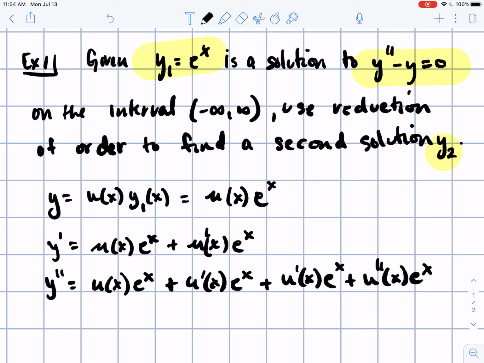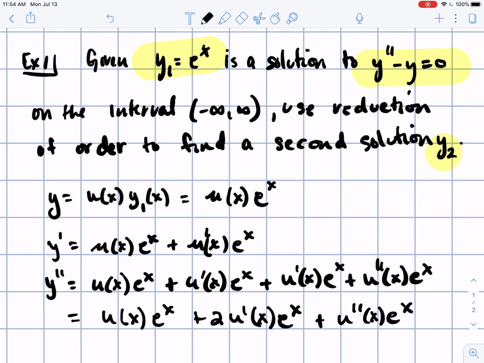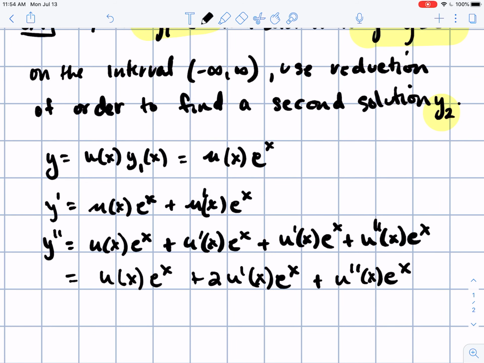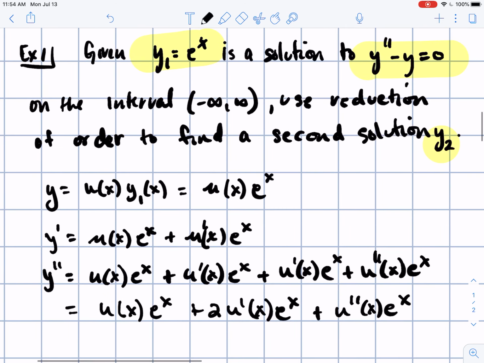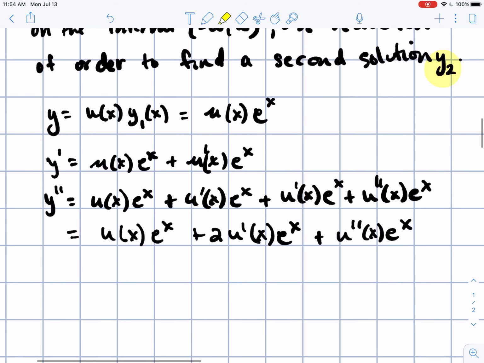Okay, so simplify this down just to make it a little bit cleaner. Okay, and now we can substitute in. All right, so meaning I could replace, let's go back up to the differential, I could replace y double prime and y and see what I get here, right?